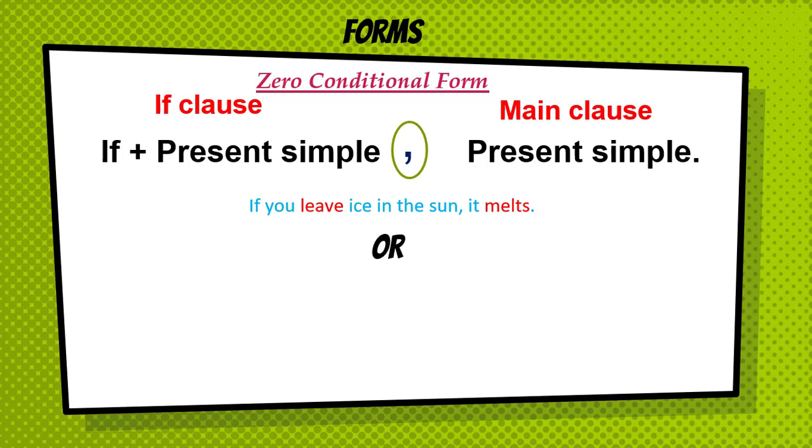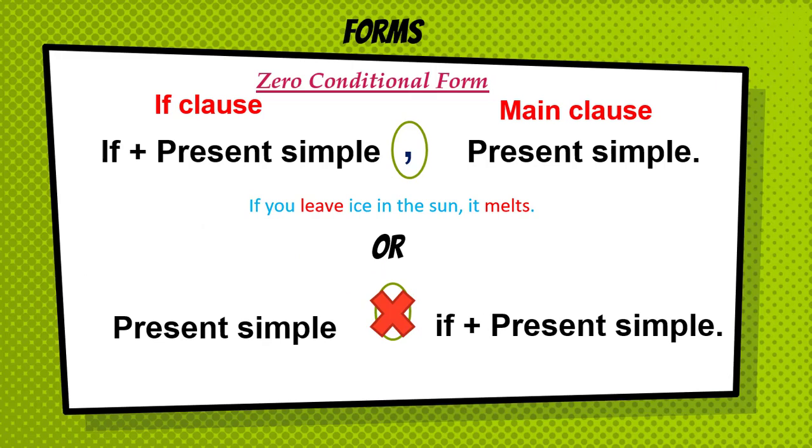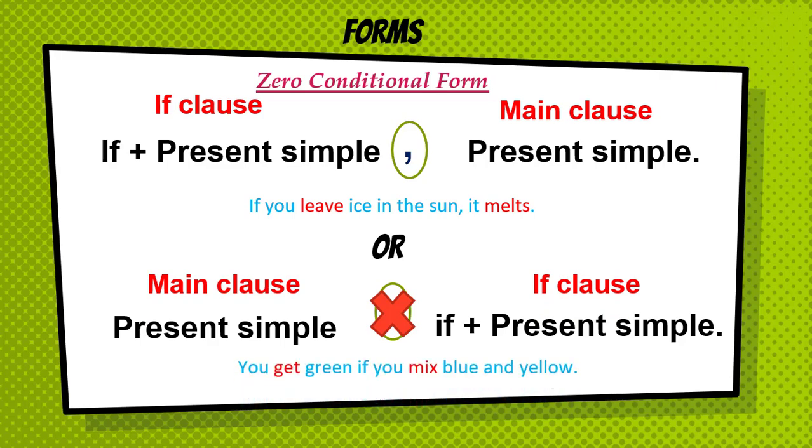We have another option. We can start with the main clause followed by the if clause. But in that case, we have to omit the comma in the middle. For example, you get green if you mix blue and yellow.